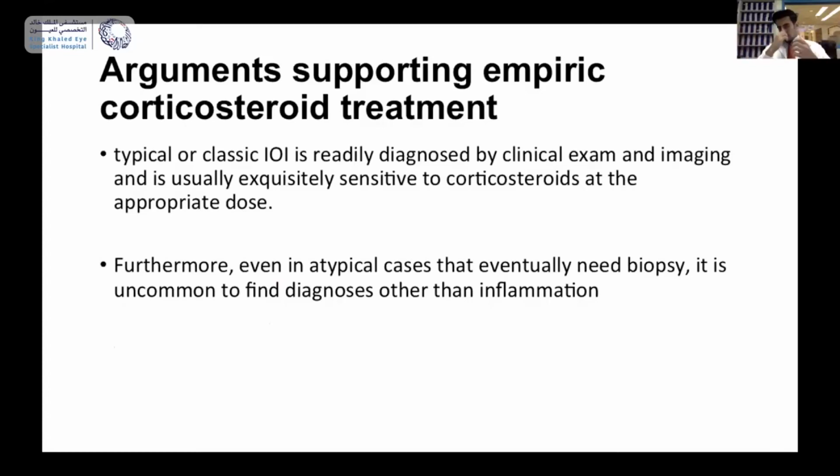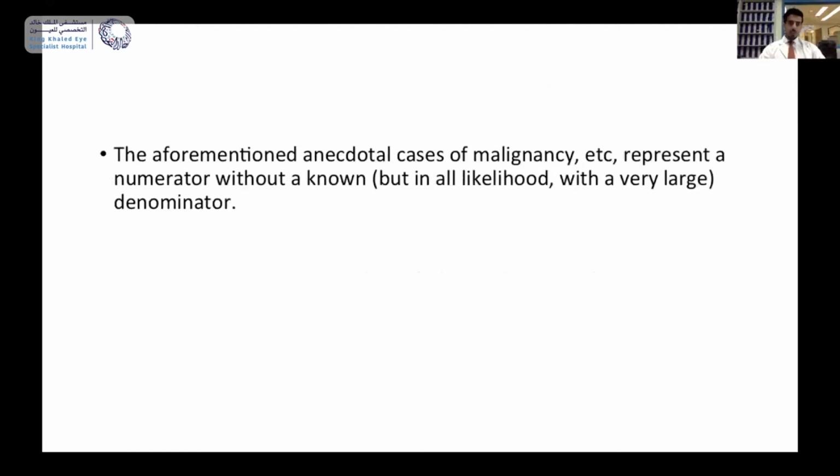Well, typical or classic IOI is usually diagnosed by clinical exam and imaging. Usually they respond quickly and are very sensitive to corticosteroid at the appropriate dose. Even in atypical cases, for which you usually do a biopsy, it's uncommon to find a diagnosis other than orbital inflammation. I spoke about some anecdotal cases of malignancy and lymphoproliferative disorders, but these cases probably represent a numerator with, in all likelihood, a very large denominator.